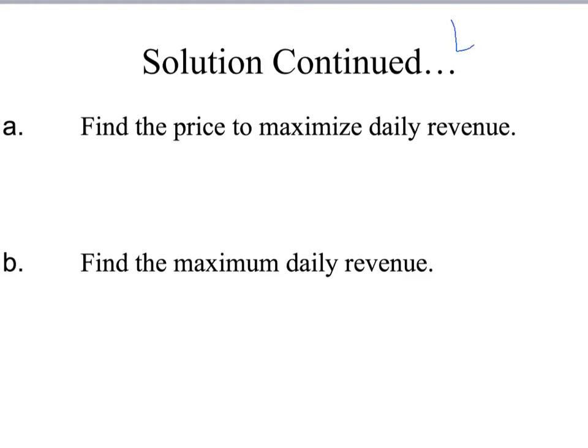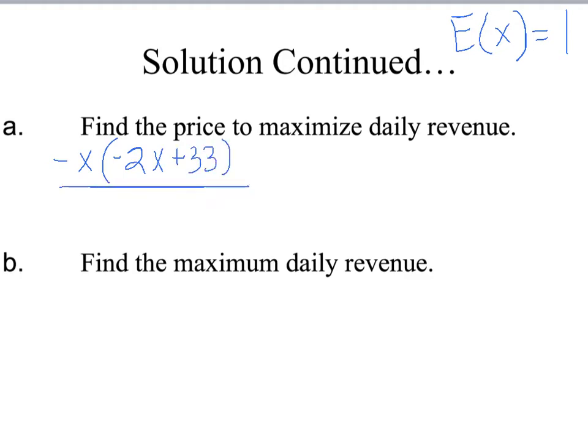Well, if you remember from a previous slide, I said to maximize daily revenue is when we actually take our elasticity function and we set it equal to 1. So my elasticity function is negative x times negative 2x plus 33, all divided by negative x squared plus 33x. And we're going to take and set this equal to 1.